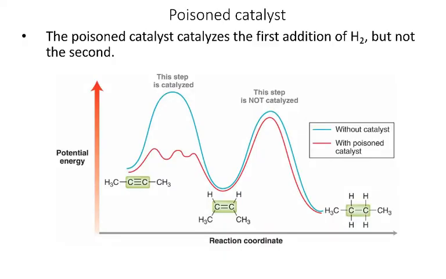So the way a poison catalyst works is that it does catalyze the first step, so the hydrogenation to form the alkene, but then it doesn't catalyze the second step. And so that's why it stops at the alkene intermediate instead of reducing it all the way to the alkane.